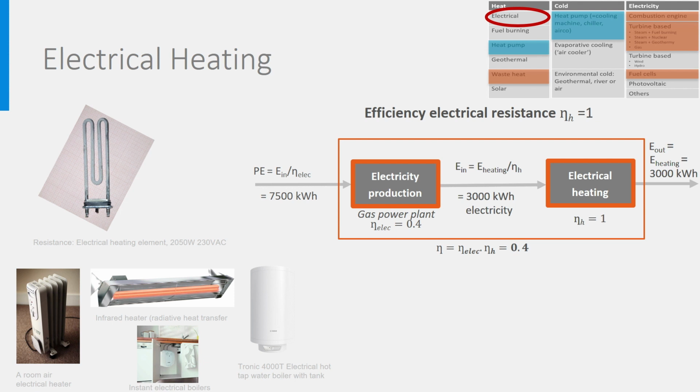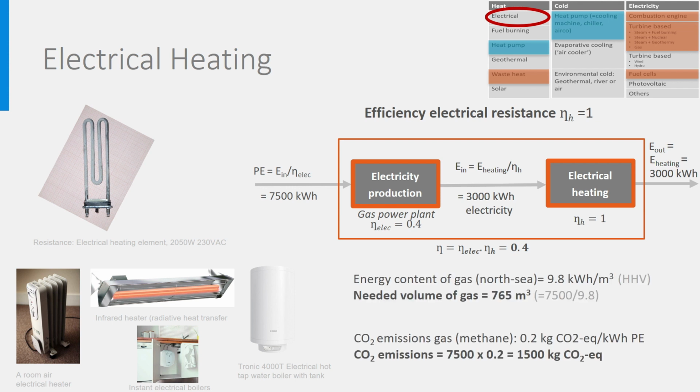And how much gas is that? Here too, using the energy content of 1 cubic meter of North Sea gas, which is 9.8 kWh, we come easily to a depleted volume of 765 cubic meter, almost 1.8 higher than with a gas boiler. As for the CO2 emissions, they are also 1.8 times higher. Clearly, electrical heating is not best.